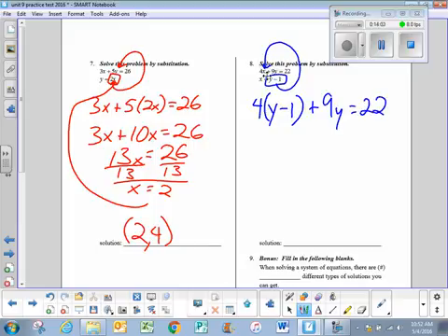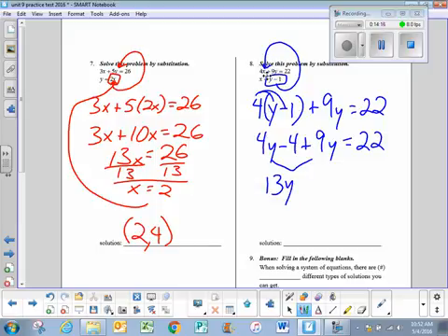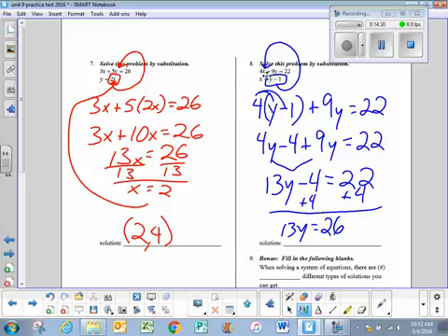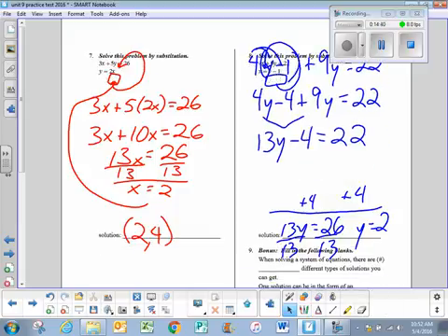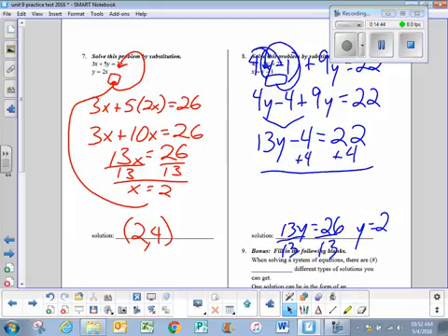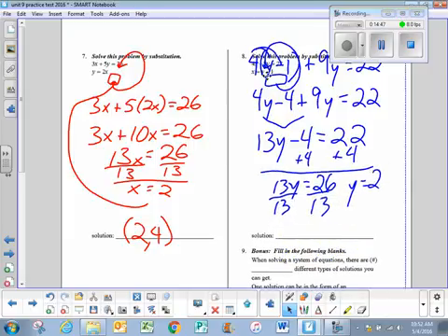Okay. So then I get 4y minus 4 plus 9y equals 22. I have to continue to simplify by adding like terms. I need to get y alone by adding 4. 13y equals 26. y is 2. Okay, y is 2. What's x? Let's find out.